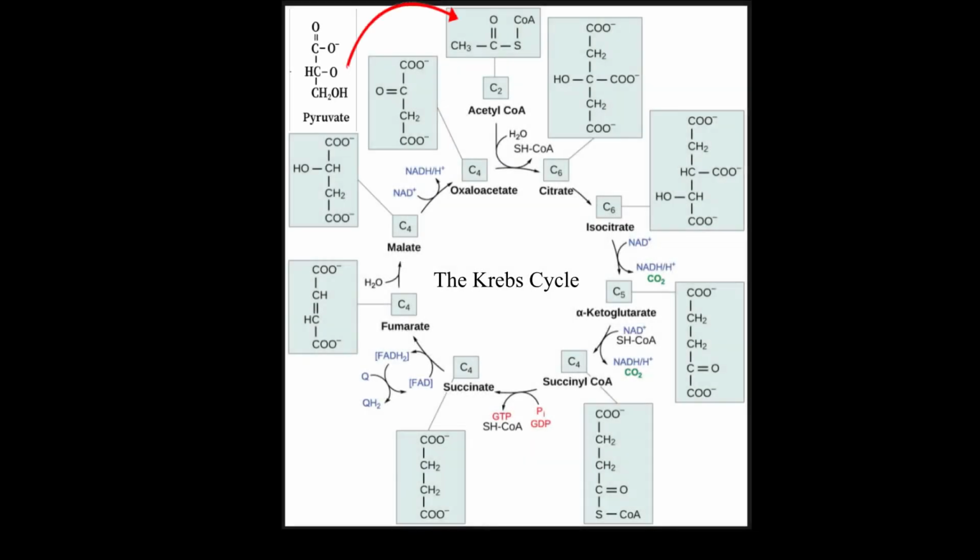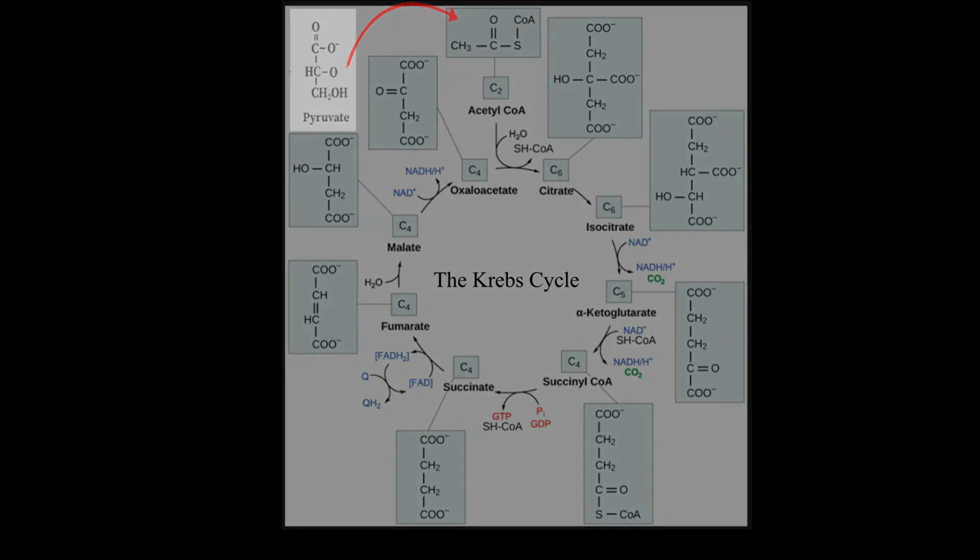And this is why Pasteur found that yeast incubated with oxygen didn't ferment sugars, because pyruvate wasn't converted to alcohol but instead entered the Krebs cycle. And that's what I'll talk about next, the Krebs cycle.